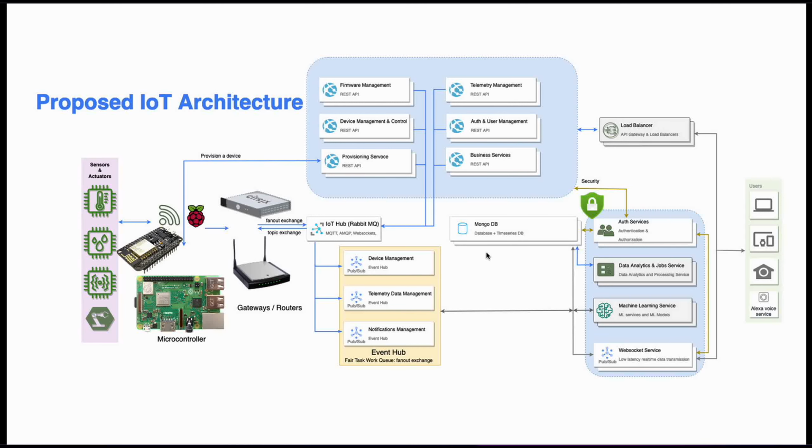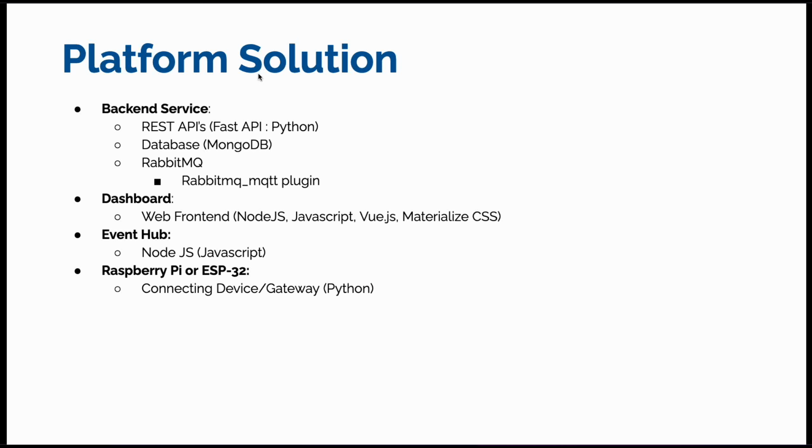Now, just quickly, we have a platform solution which contains our backend service, just REST APIs where we use FastAPI using Python, and then we have our database, which is MongoDB. MongoDB provides us with both a way to save application data and also time series data, which is really cool. So we don't have to have multiple types of databases. We could use a single database for that.